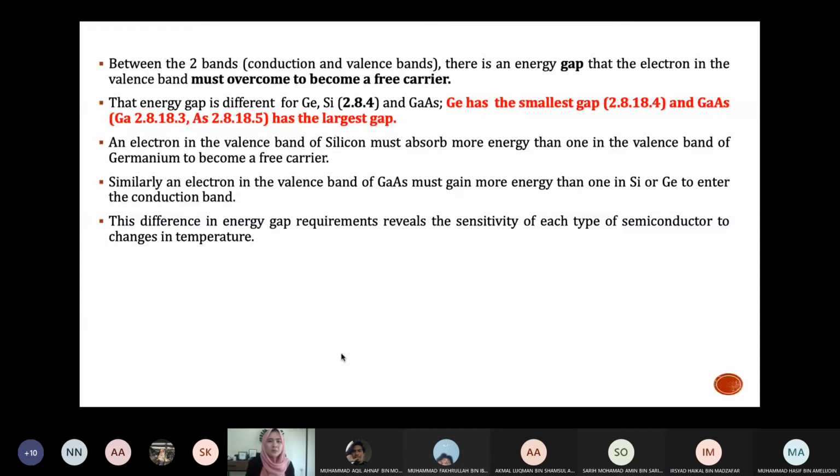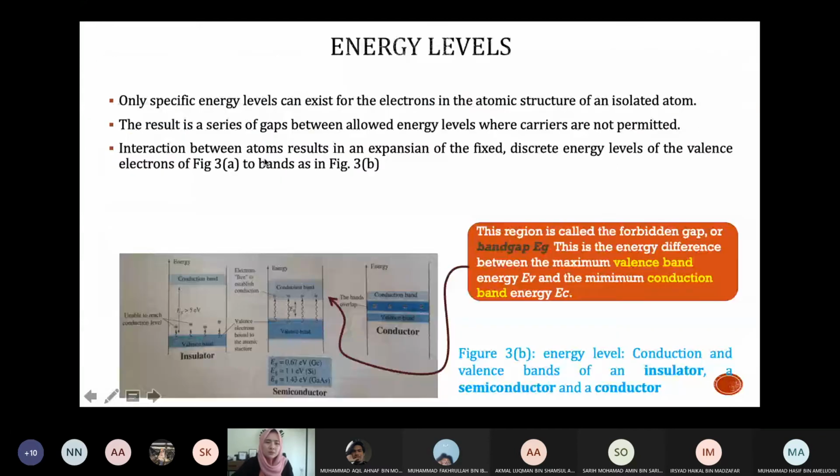So this one I already explained based on the figure in the previous slide. Germanium, I already told you, has the smallest gap, followed by silicon, and gallium arsenide has the largest gap. So germanium only needs a small value of energy in order to reach the conduction band, but gallium arsenide needs a slightly higher energy than germanium to reach the conduction band.